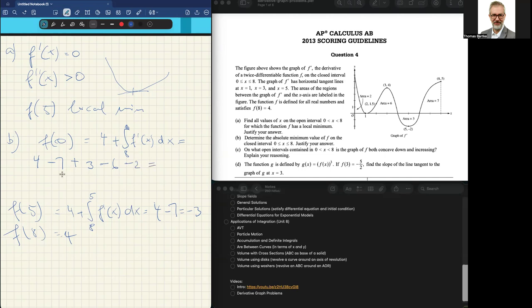Okay, and what is this altogether? This is negative 3, this is 0, negative 6, negative 8, negative 8. So the absolute minimum is at f of 0, which is the starting point, and that is equal to negative 8.